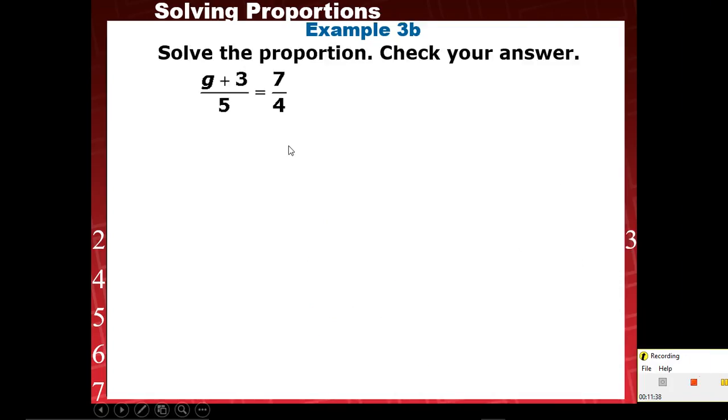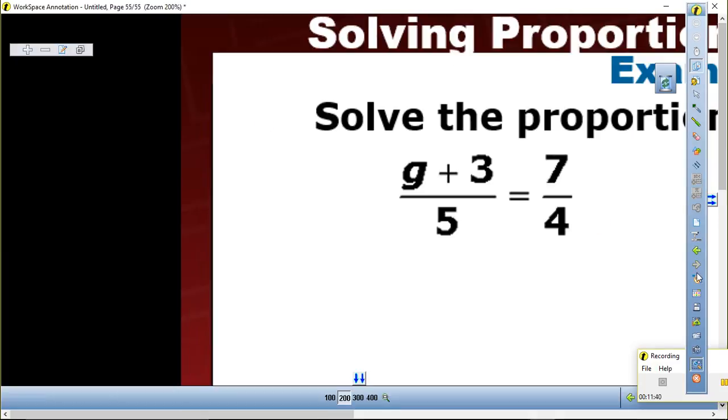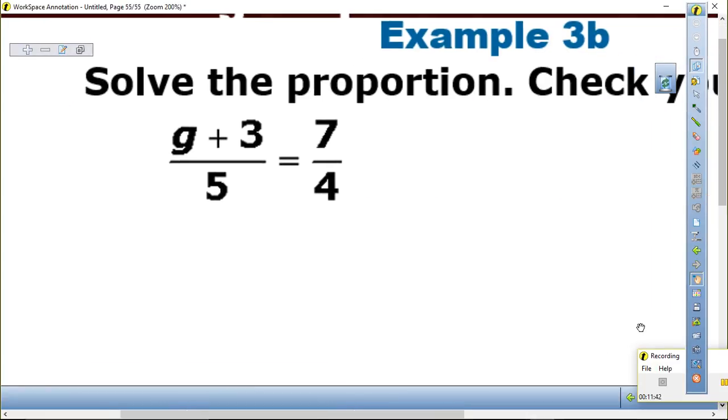3b, we have g plus 3 over 5 equals 7 over 4. Copy that and go.